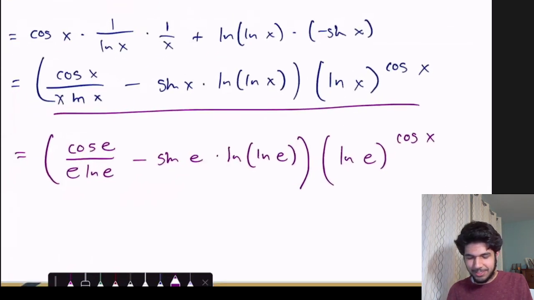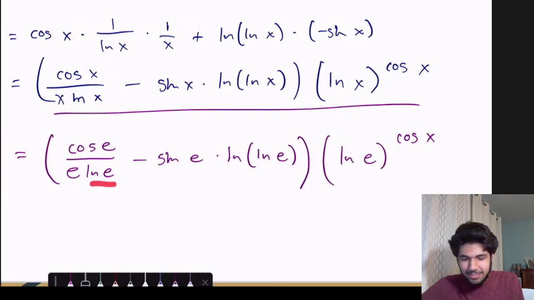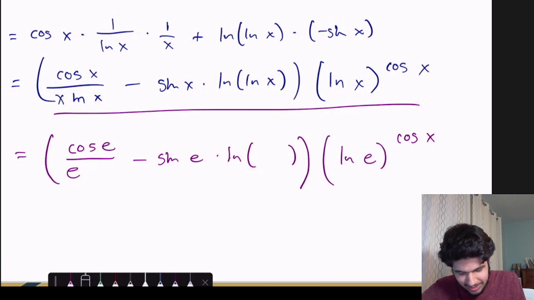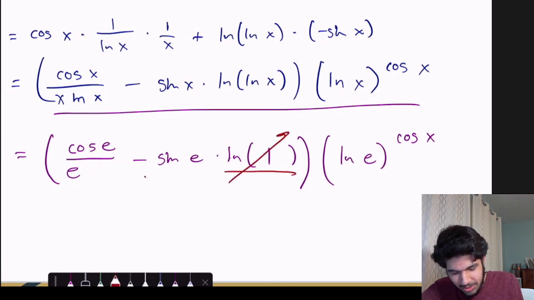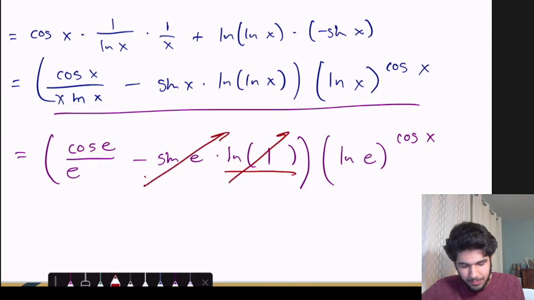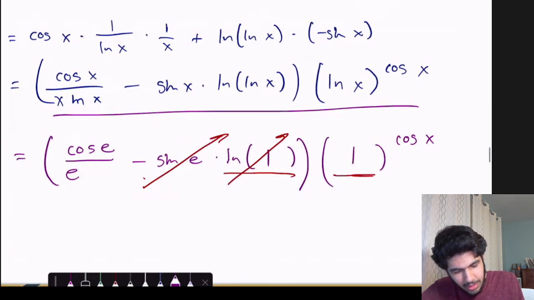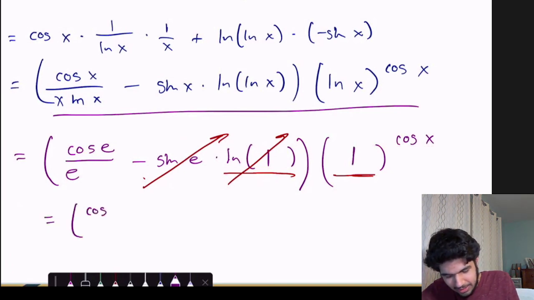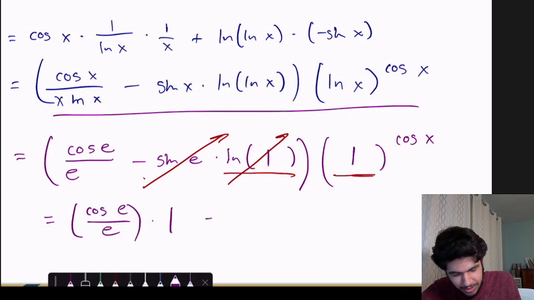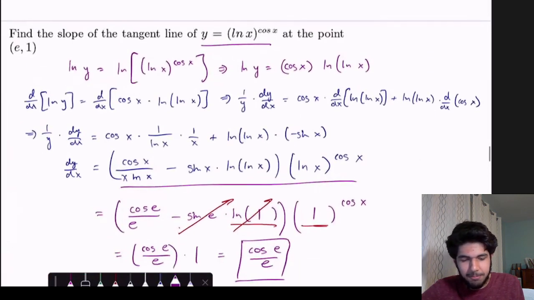So we're going to make a lot of simplifications all at once here. Ln of e is just 1, so we're just going to erase this. This ln of e is 1, so we'll change it to a 1. Ln of 1 is equal to 0. So this goes to 0, which means sine e times 0 goes to 0. This ln of e goes to 1. And 1 to any power is going to be 1. So we're left with cosine of e over e times 1, which is just equal to cosine e over e. And that's the slope of our tangent line.